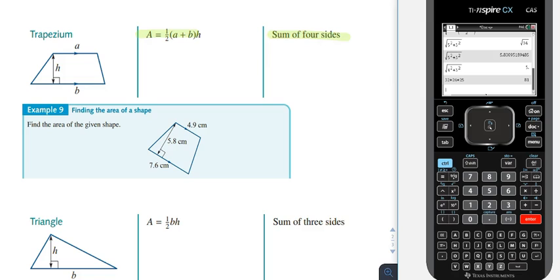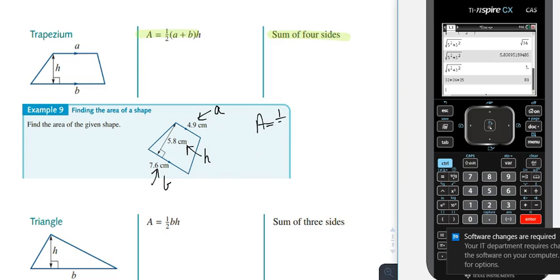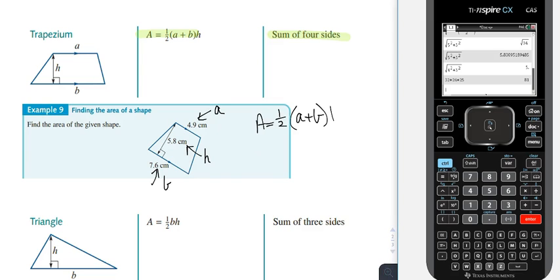The area of a shape. So find the area of the given shape. This is a trapezium where the height is 5.8. We can say A is 4.9 and B is 7.6. So we can write the formula 1/2 (A plus B) times H, and then substitute in A, B, and H. So 1/2 (4.9 plus 7.6) times 5.8.